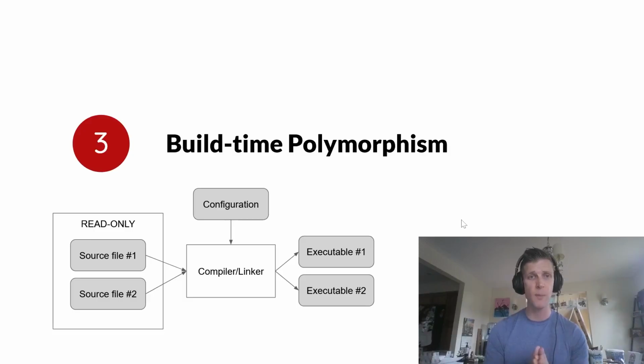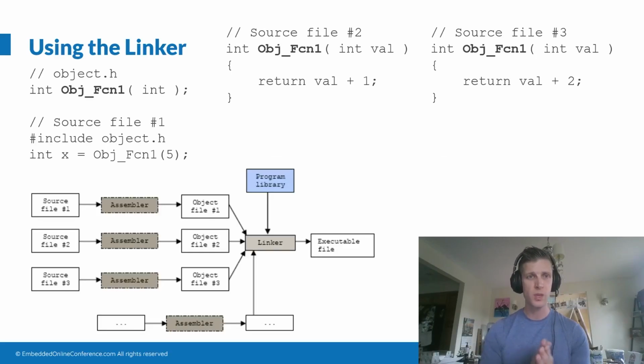Okay, let's talk about build time polymorphism. So again, in this case, we're going to try to use either the compiler or the linker to generate executables that behave differently without really messing around with our source files too much. We'll start with the linker because to me that one's a little simpler.